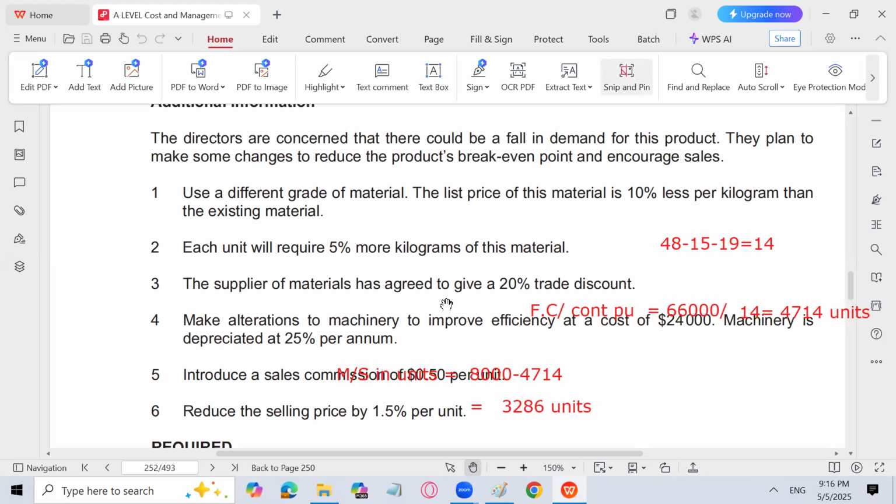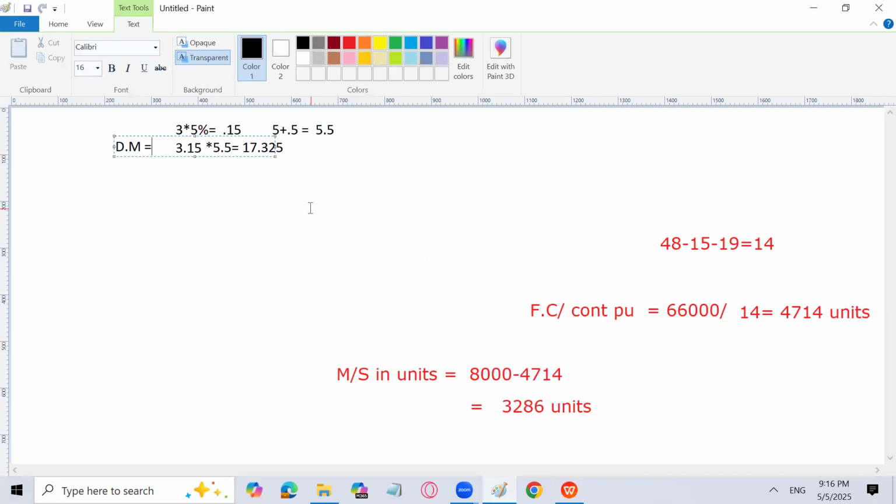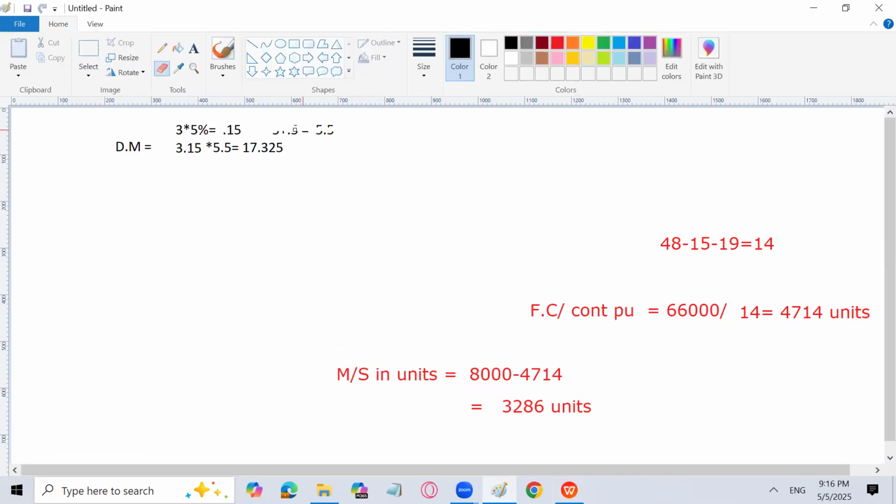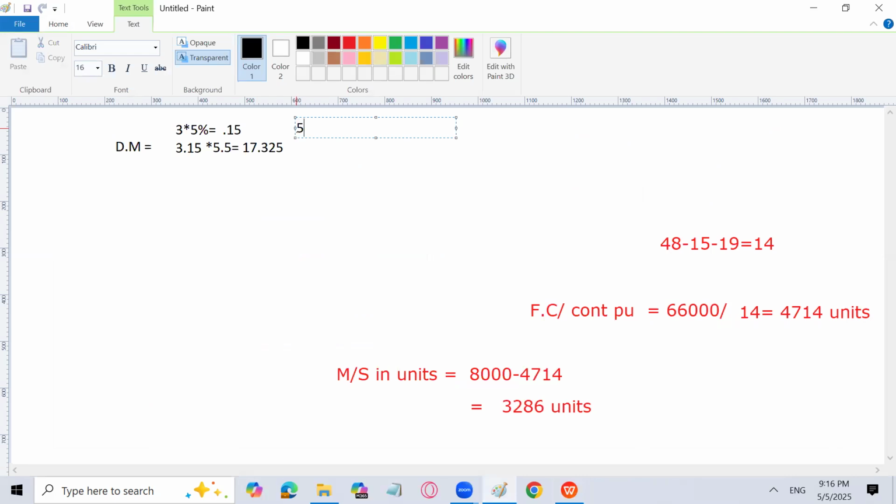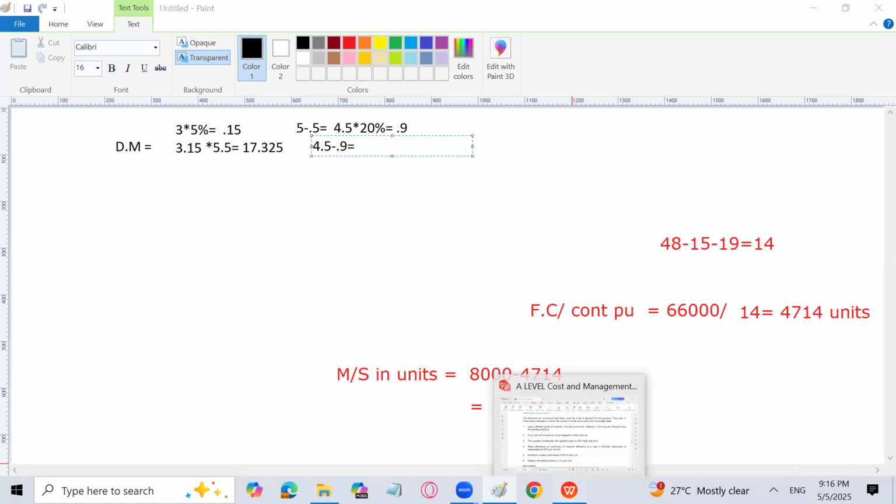Okay, so we are going to have a 20% rate discount also. So let's do that again. That is not going to be 5.5. Number one is this, that the list price will be 5 minus 0.5, that is 4.5, and the supplier will give us 20% trade discount. What is 20% now? That is 0.9. So 4.5 minus 0.9, what is the material price now? Let me repeat it for you again.